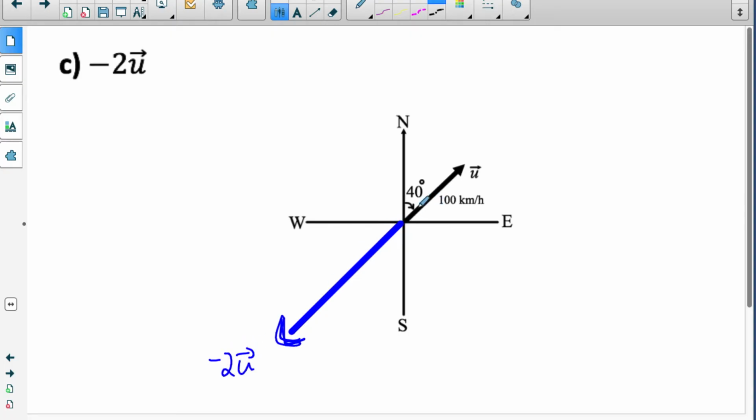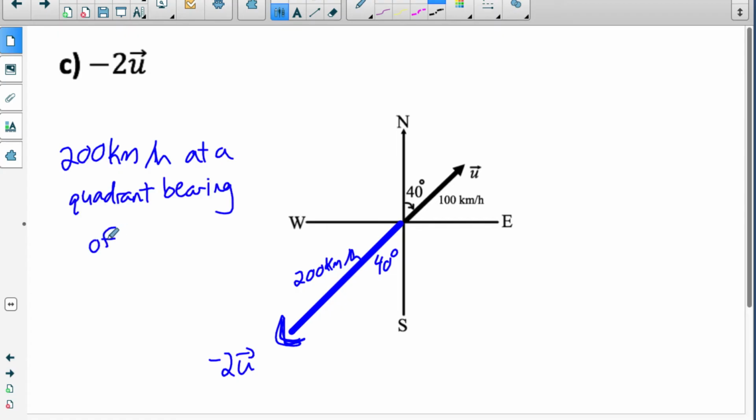And its magnitude is twice as big as this one, so instead of 100 kilometers an hour, it is now 200 kilometers an hour in the opposite direction. And if I'm going to describe the direction using a quadrant bearing, I should get this angle here, and opposite angles are equal, so I know that this is 40 degrees. So I could say that this vector is 200 kilometers an hour at a quadrant bearing of south 40 degrees west.